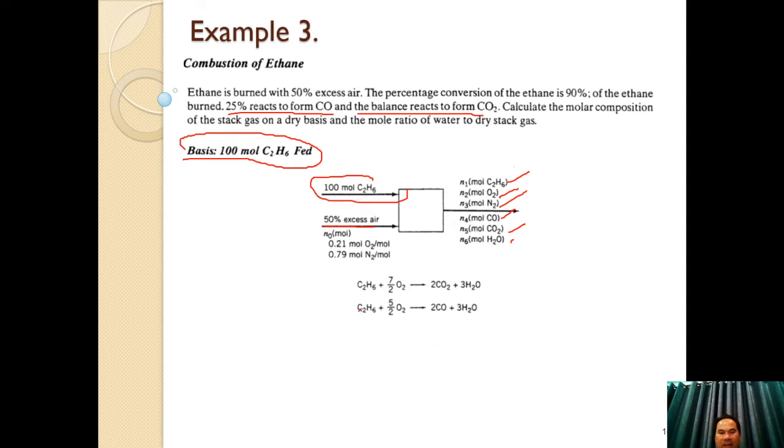Okay, the next step: the basis is set and the flow chart is drawn, and then you write the chemical reactions. Ethane reacts with oxygen to become CO2 and water. The second one is ethane reacting with oxygen to become CO and water. Then you have to balance the left-hand side and right-hand side; atoms should be equal. I think you can balance these by yourself.